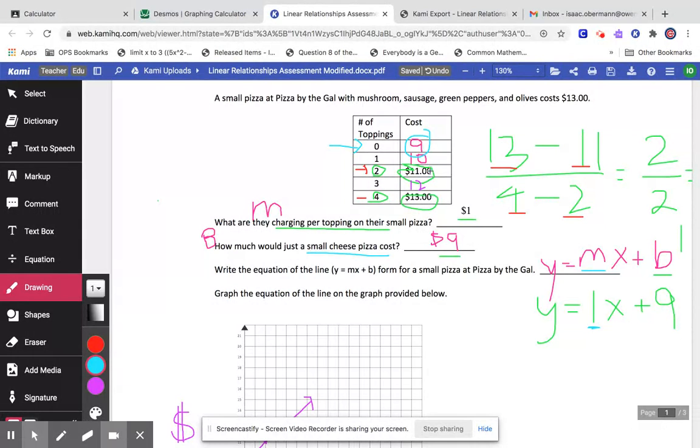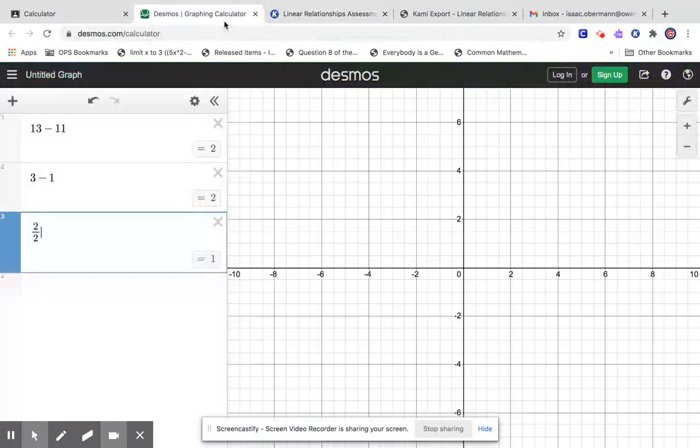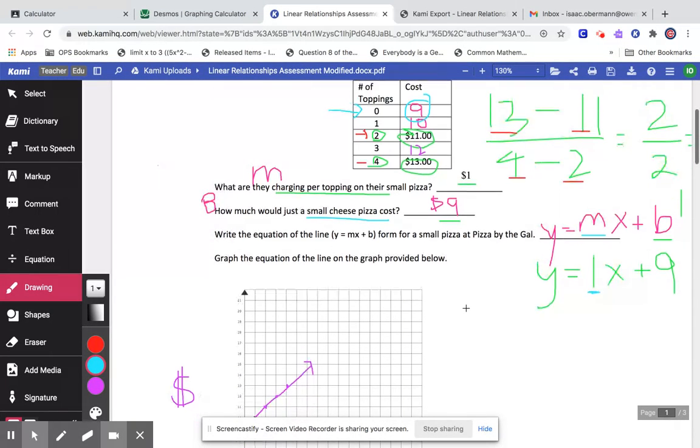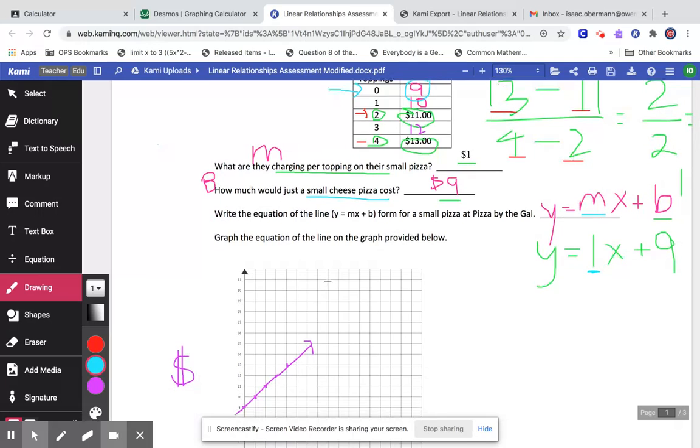Once again, 13 minus 11, that's given to me, gives me 2. 4 minus 2 gives me 2. I divided it using my calculator. You can see it gives me 1, my slope. I use the slope, my pattern, to figure out the rest of this, and I was able to take the 0 toppings, 9, and put it in here, and then write my equation. The next thing I have to do is take these points and just graph them.